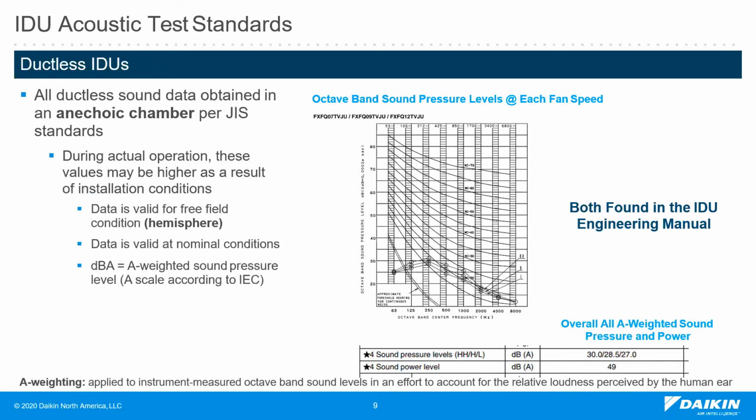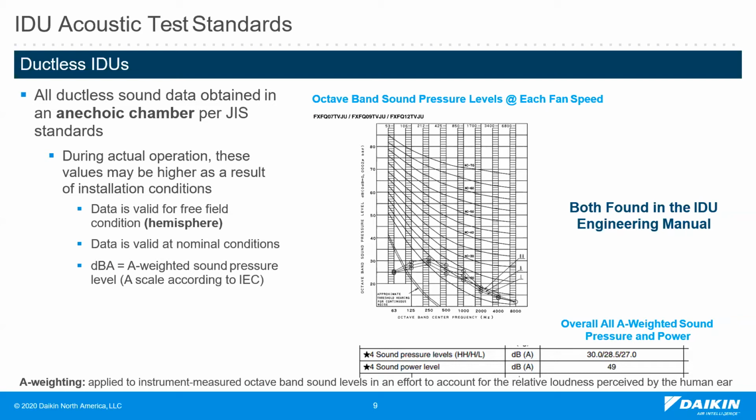Ductless sound data is obtained per JIS standards based on nominal testing conditions for common reference. These operations will vary based on installation conditions. Therefore, higher or lower decibel levels than published can be expected in the field. An A-weighted sound pressure is applied to microphone measurements, and this mimics the effects of human hearing. This accounts for the relative loudness perceived by the human ear.